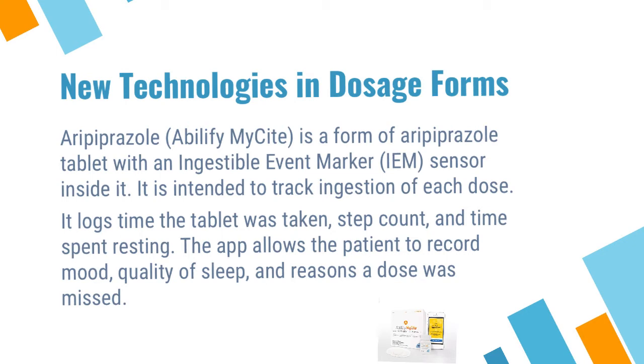One example is aripiprazole, and the brand name of the dosage form in particular I'm thinking of is Abilify Mycite. It is a form of aripiprazole that has an ingestible event marker in the capsule itself. The patient wears a patch on their abdomen, and when they swallow the pill, then the sensor on their abdomen marks the time that the medication was taken.